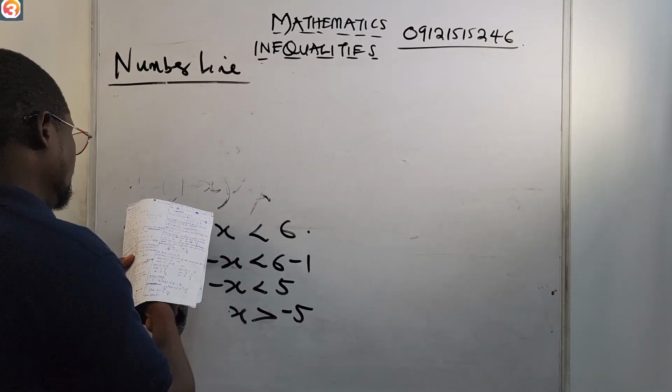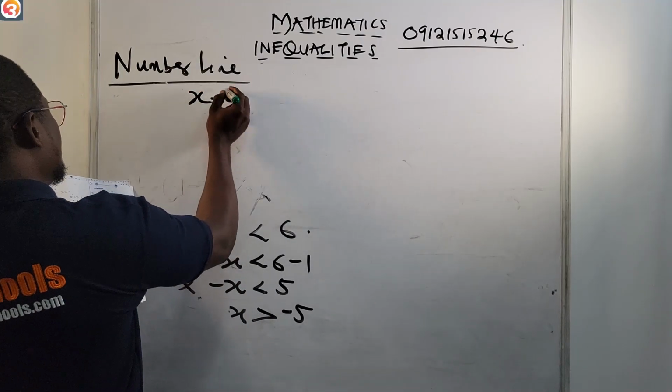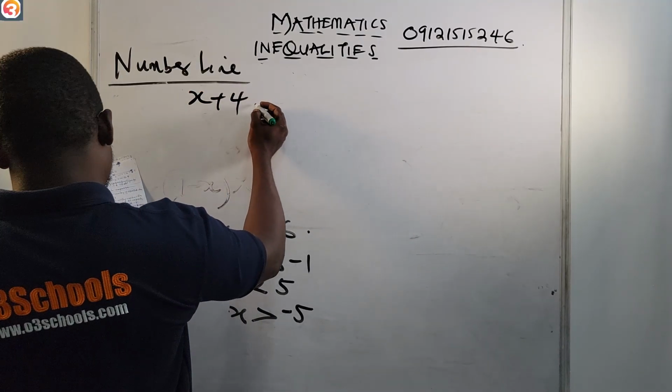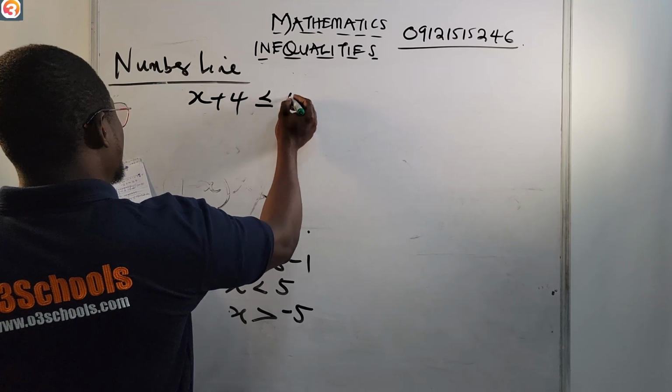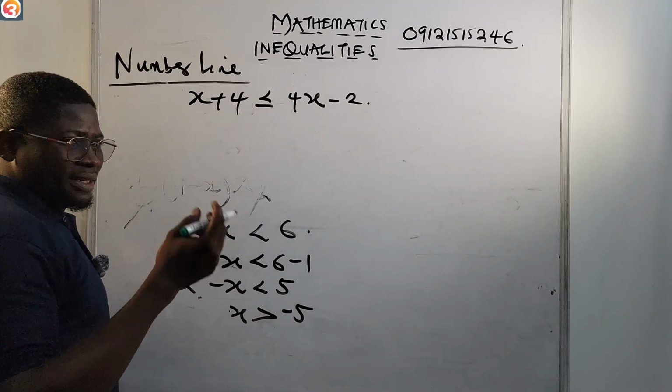Another question here. We are given x plus 4 less than or equal to 4x minus 2. Okay, so let us solve this and then represent it on the number line.